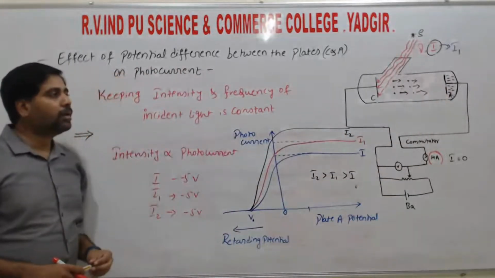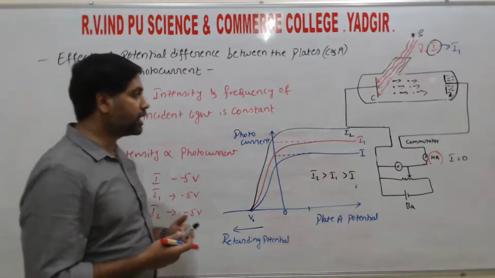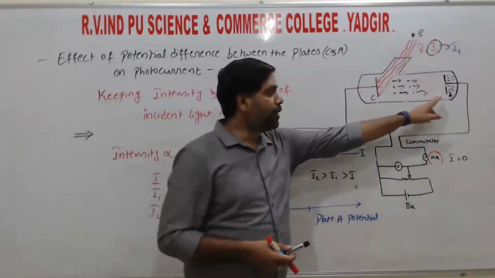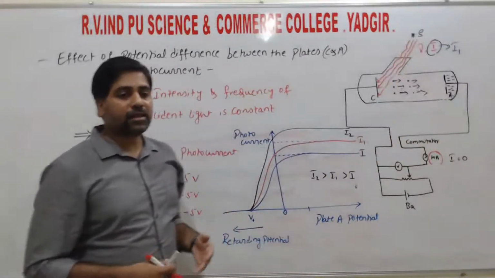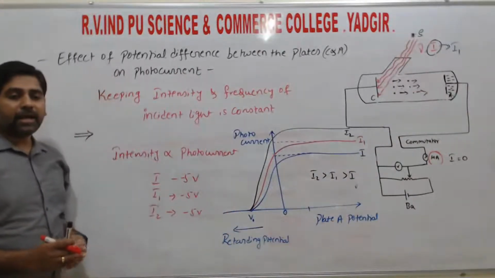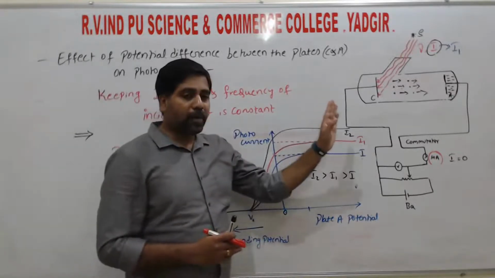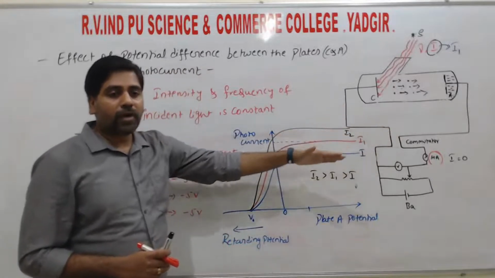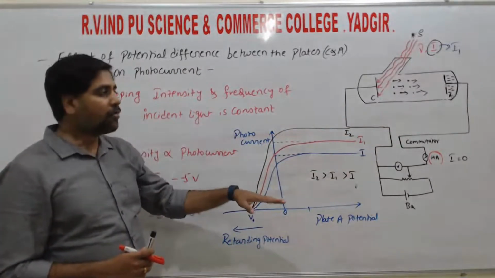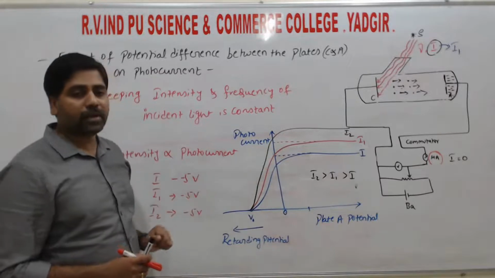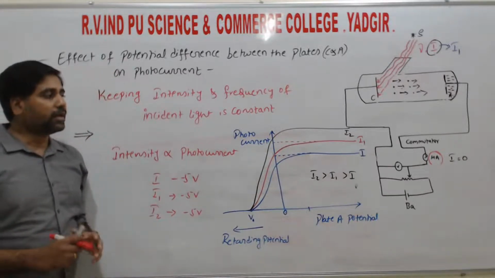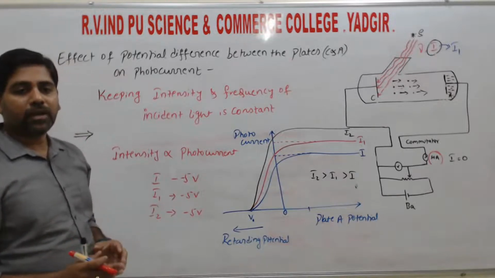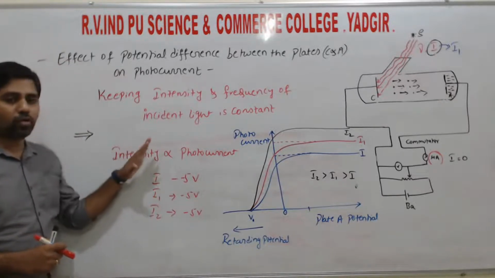Next, the plate A is connected to the negative terminal. That is, we are applying negative potential to the plate A and we increase the negative potential. The high energy electrons will be absorbed by the plate A and hence it causes the flow of current to decrease, and for a particular voltage the current becomes 0. That voltage we call the cutoff voltage or stopping voltage. So these are the two observations.